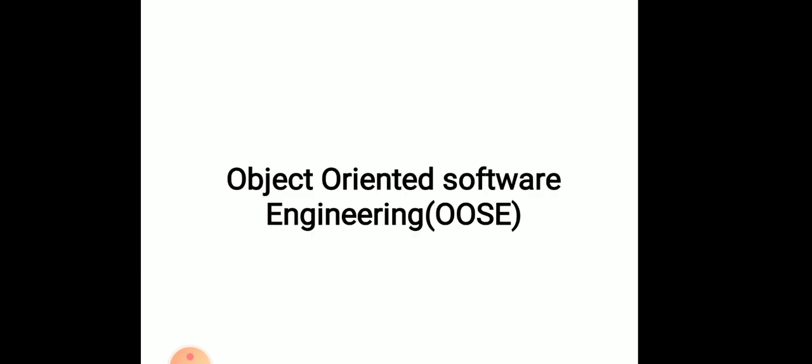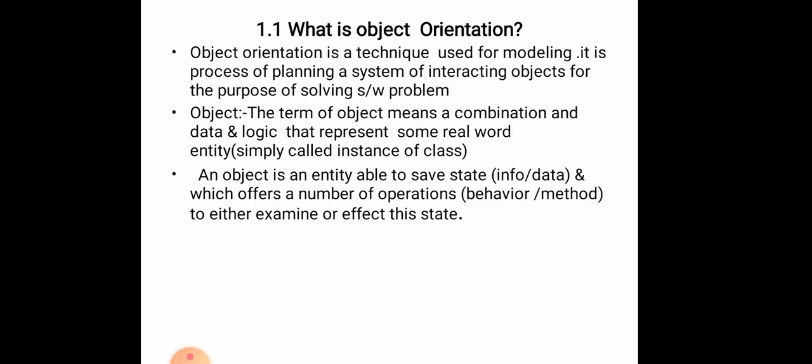Today we will see the first chapter of Object Oriented Software Engineering. The chapter is Object Oriented Concept and Principles. First, what is object orientation? Object orientation is one of the techniques used for modeling. It is a process of planning a system of interacting objects for the purpose of solving a software problem.